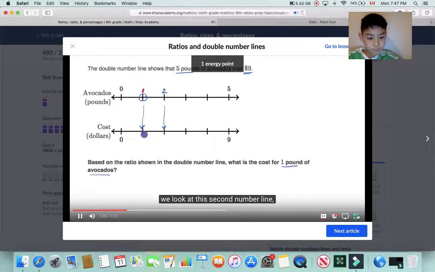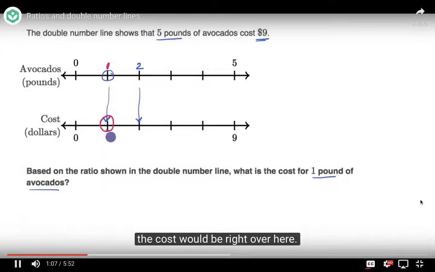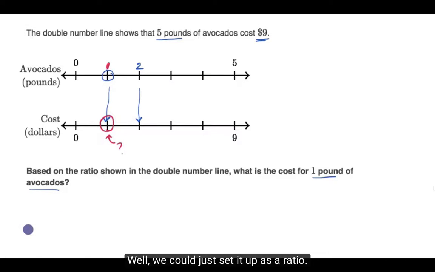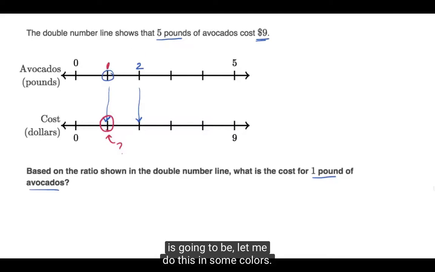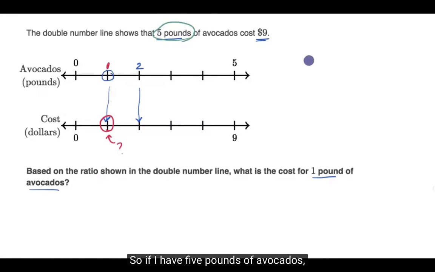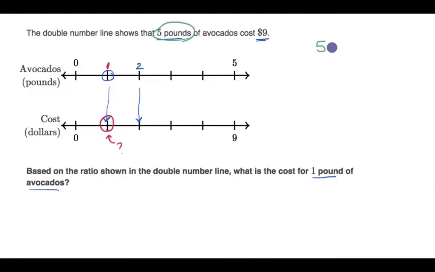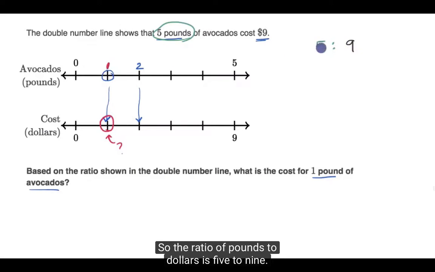Remember, 1 pound of avocados on this top number line, we look at the second number line. The cost would be right over here. What is this going to be? Well, we could just set it up as a ratio. The ratio of pounds of avocados to cost: if I have 5 pounds of avocados, it is going to cost me $9. So the ratio of pounds to dollars is 5 to 9.